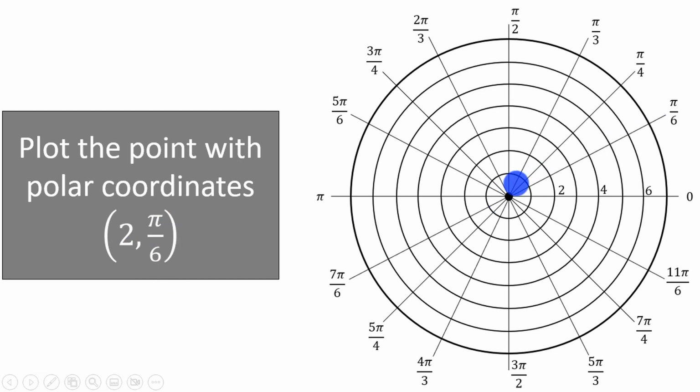So here's the pi over 6 direction. We need to go out 2 units. So that would be 1, 2, and this would be our point right here. So the point 2, pi over 6 is this point right here.